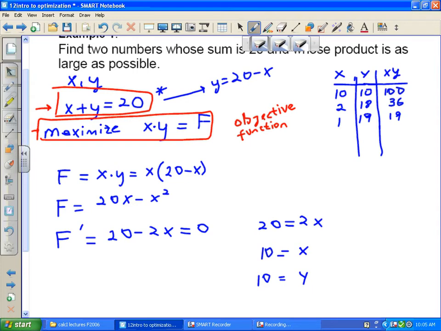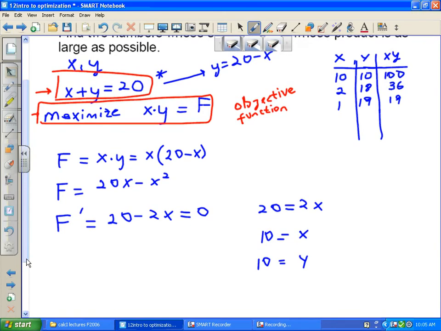And sometimes they will also ask you, what is the largest possible value for the function? Like, what is the largest possible product? What is the largest possible box you can create, the largest volume in that case? In this case, they didn't ask it, but let's also say that the largest possible product would be 10 times 10 or 100.